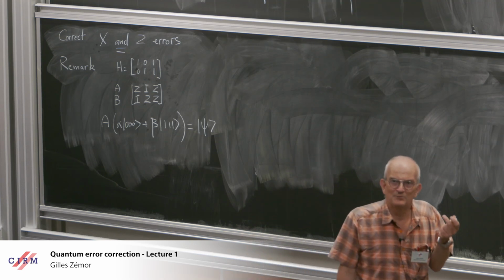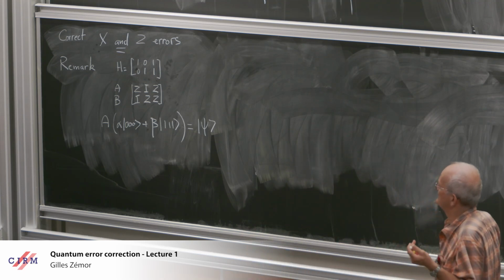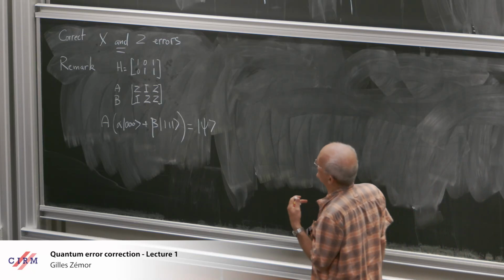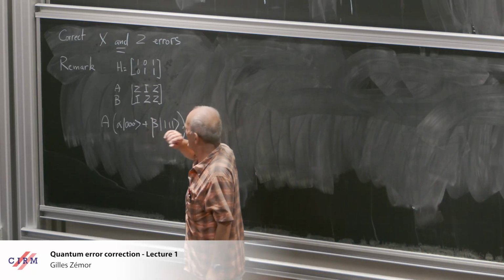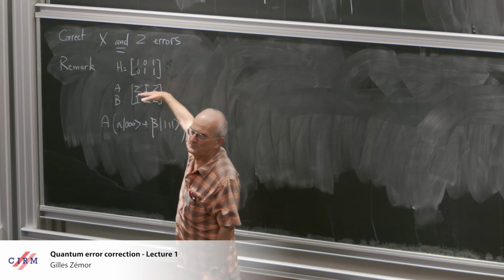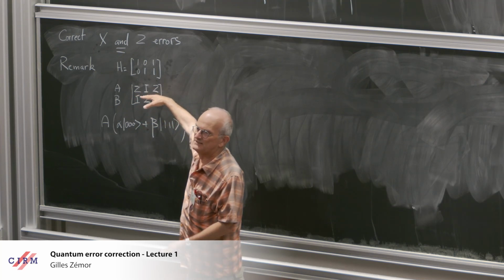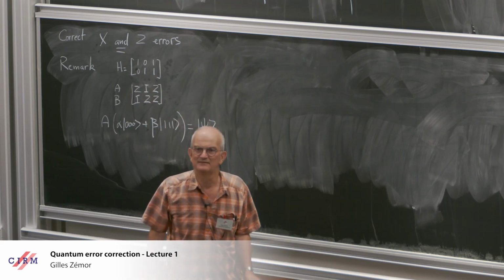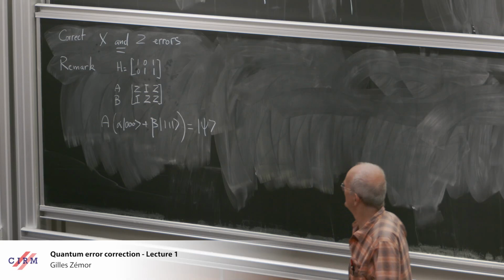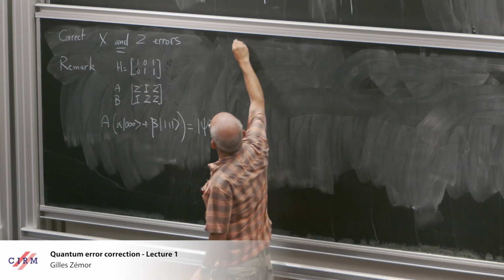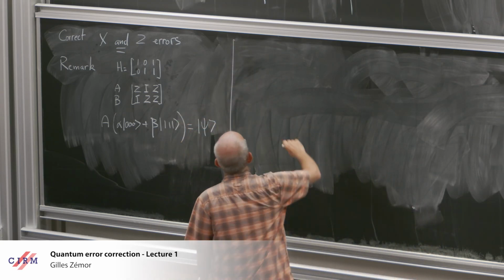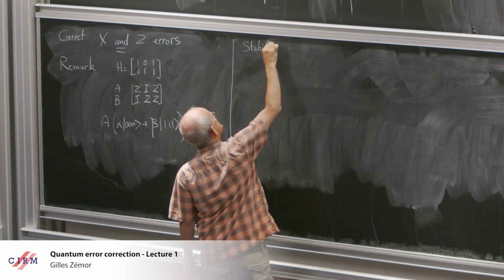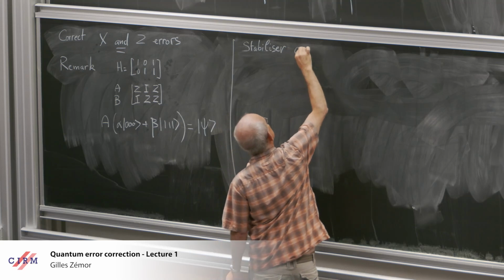So what we might try to think is that if we want to correct Z errors, we might want to try and devise quantum states which are stabilized by Pauli operators that contain not only Z's but also X's. This may seem a little far-fetched, but it's the key to devising this large class of what are called stabilizer codes.